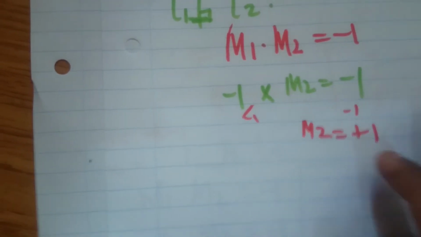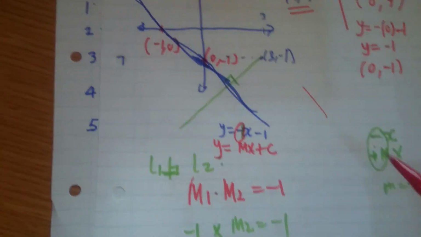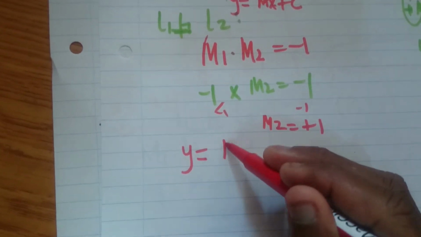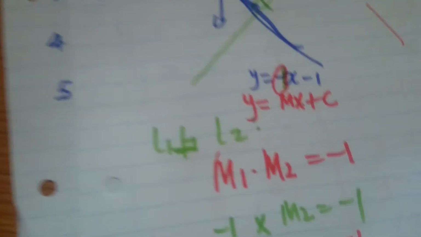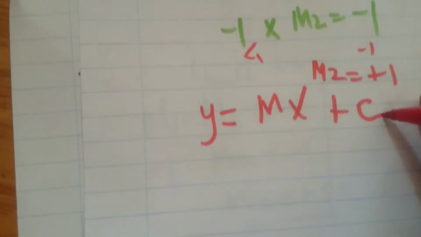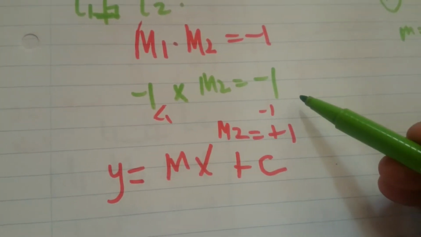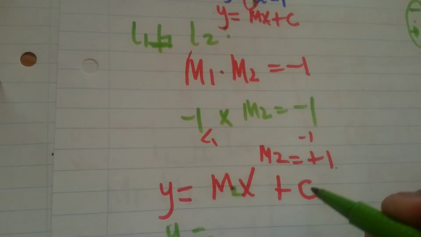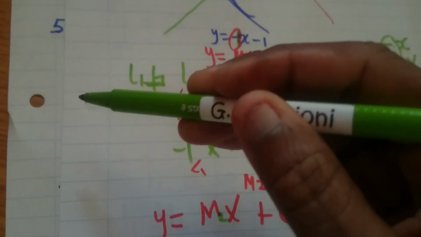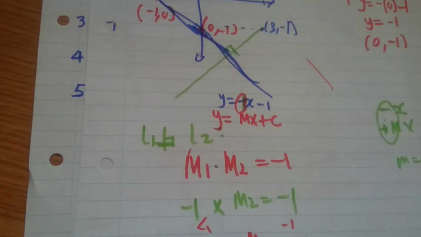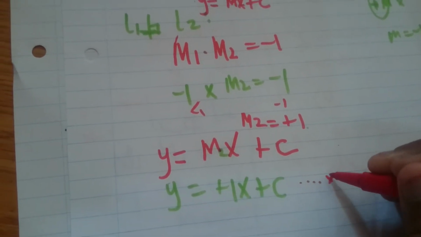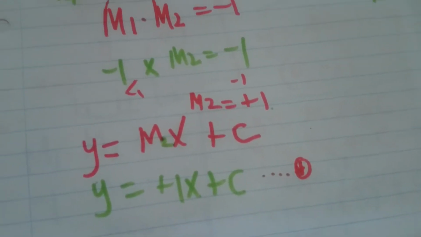Now to get the equation, which is going to pass through 3 and negative 1, we say y equals mx plus c. That's the standard equation of a line. We have a slope, so I'm going to plug it in here. Let's call this m2. So y equals, what is the slope? Positive 1. So y equals 1x plus c. What is the problem now? The problem is we need to get c. I'll call this the star equation.